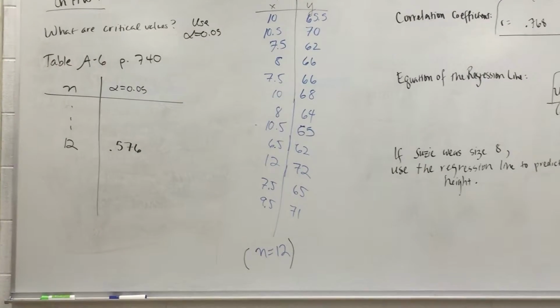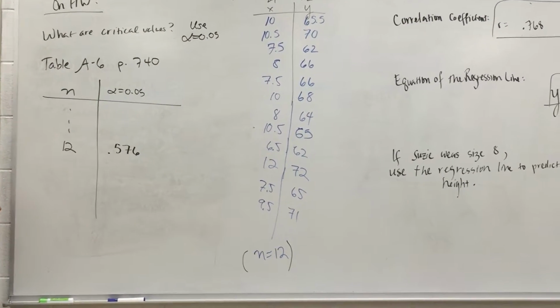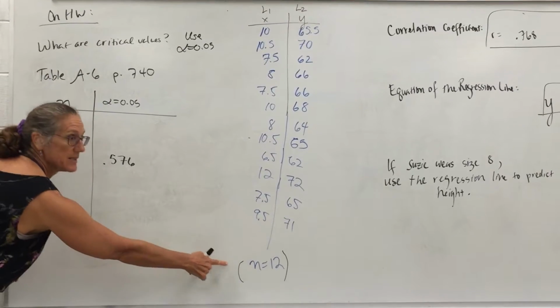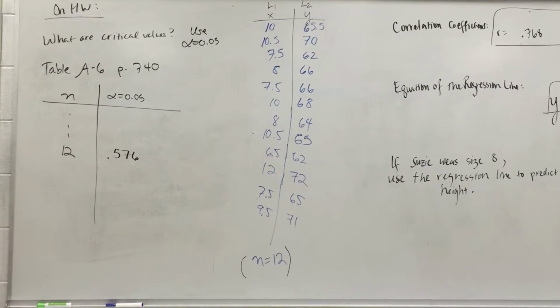So for 0.05, did you speak 12 as random? 12 is the number of points. Oh, okay. Yep, it's the sample size.